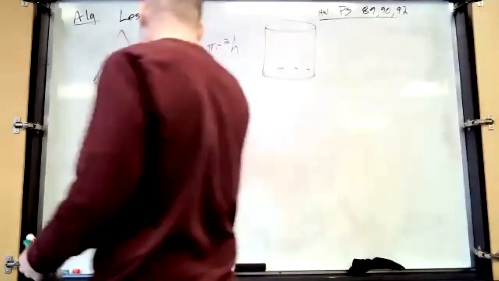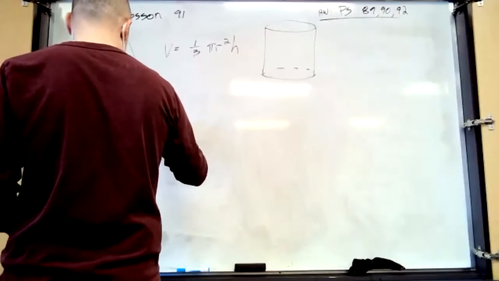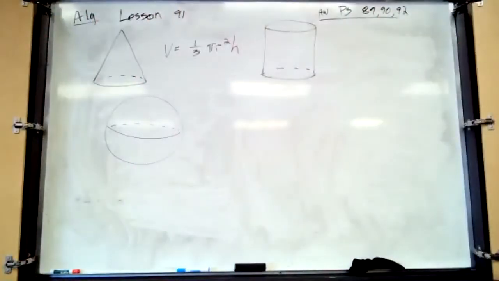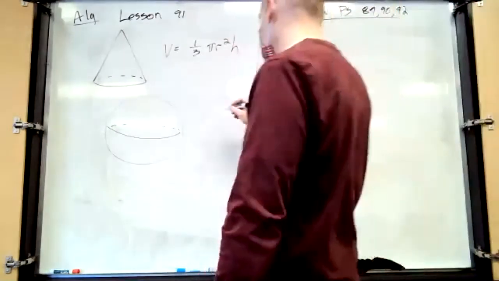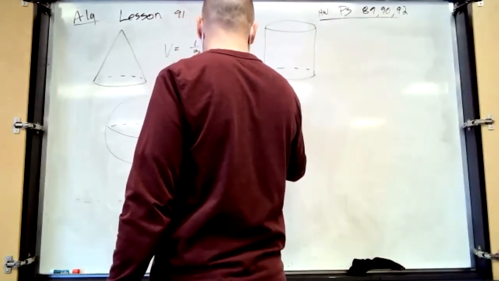Now spheres are different. Spheres look like this. And the formula to find the volume of a sphere, you need to write down because it's hard to remember, 4/3 pi r cubed.